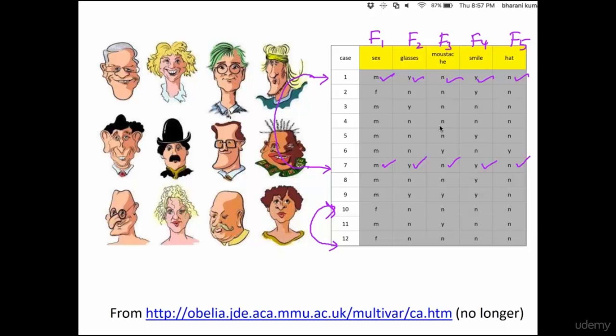So the idea of clustering works based on similarity basically. Let me explain about that when we get into hierarchical clustering.